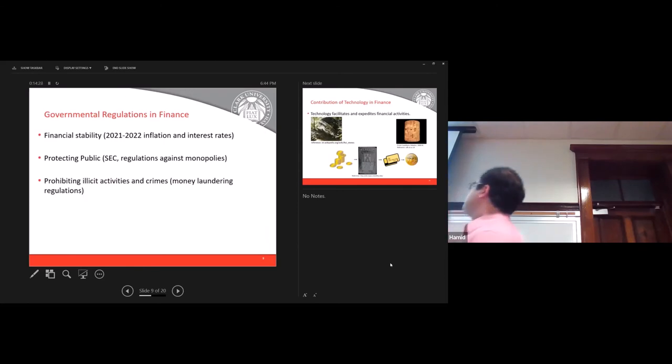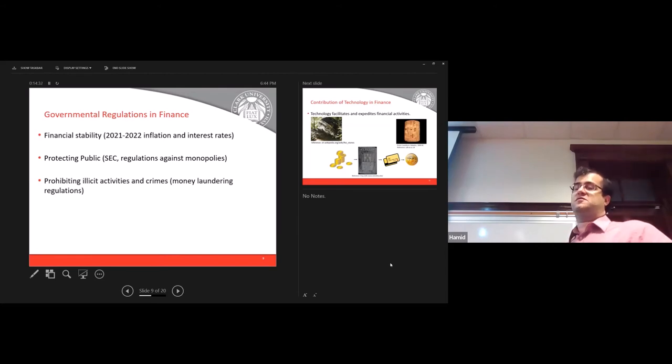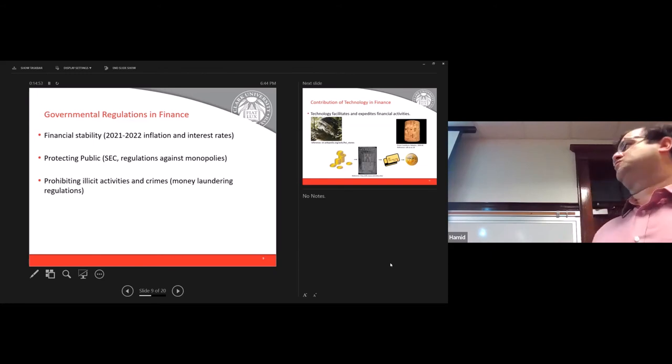So there are three types of regulations that come from government for finance. There is some part of regulation for financial stability. For example, governments are always worried about inflation and the job market in the country. So what they can do, the easiest way, is through monetary policies, such as regulating inflation and interest rate.